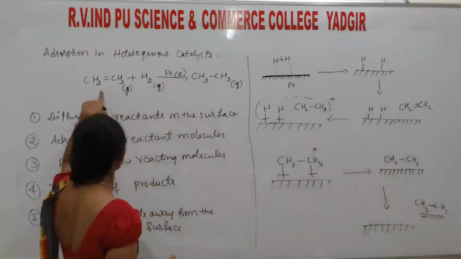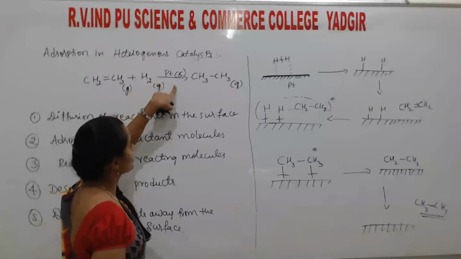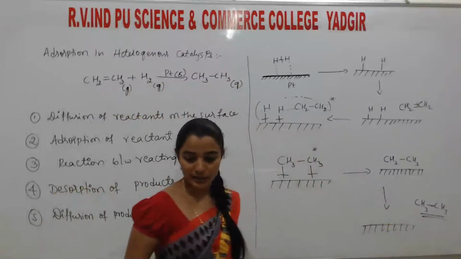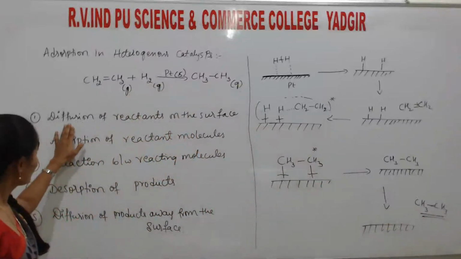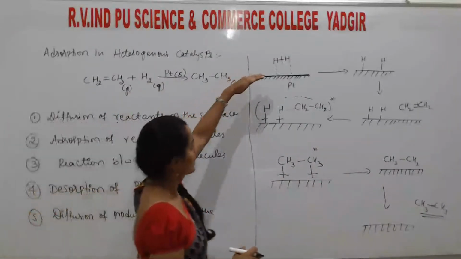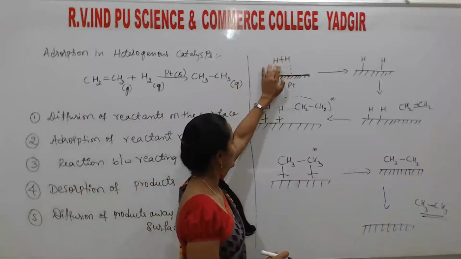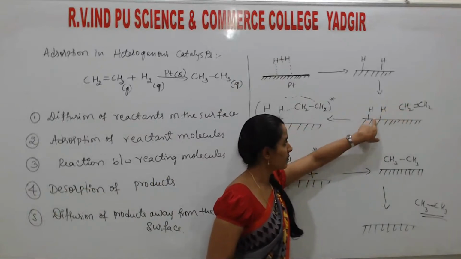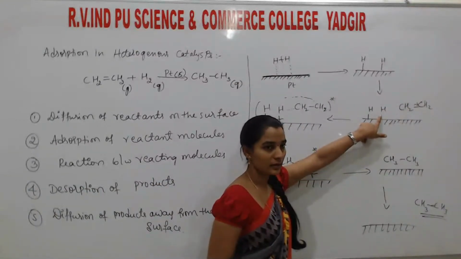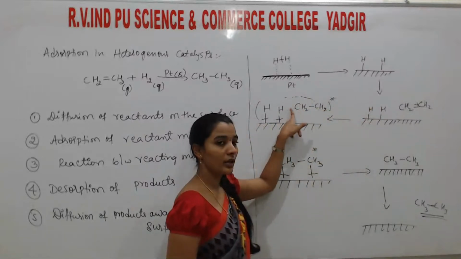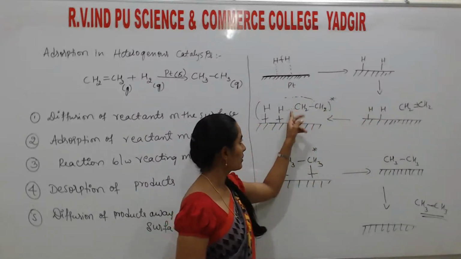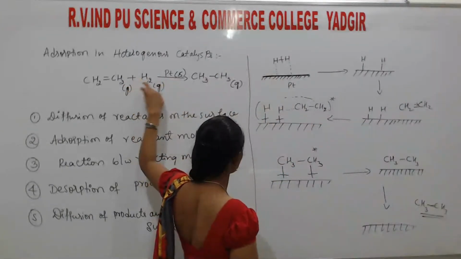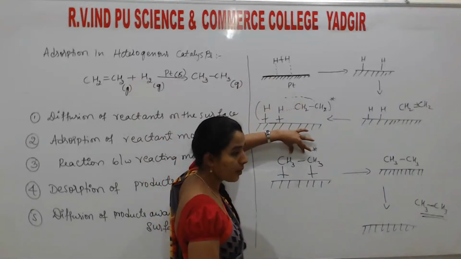This reaction: CH2 plus H2, in the presence of platinum, gives CH3, CH3. This is how the mechanism takes place. Initially what happens? Diffusion of reactants on the surface. They diffused here, both the reactants H2 as well as CH2. Then the adsorption takes place on the surface here. Next, the reaction between the reactants: CH2 is the reactant and H2 is the reactant. They react with each other to form a product.